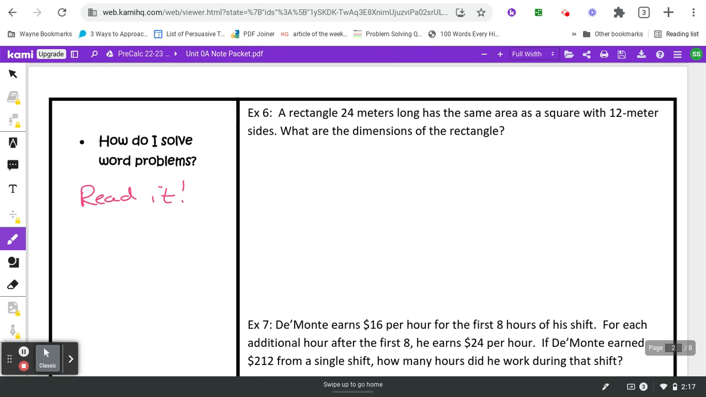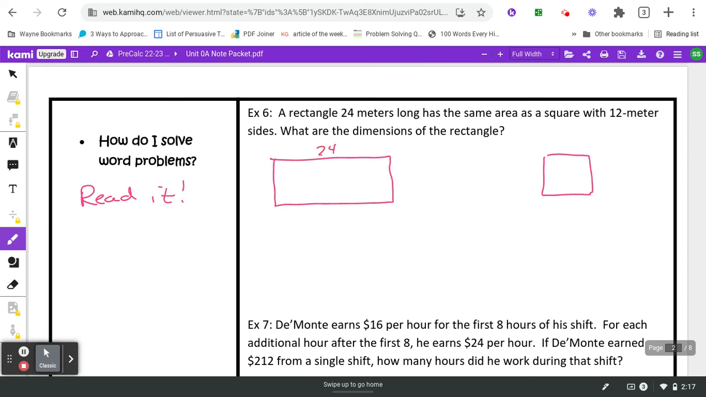Example 6, you have a rectangle 24 meters long, which has the same area as a square with 12-meter sides. What are the dimensions of the rectangle? So I'm going to start by just drawing a rectangle and drawing a square. Pictures often help. So especially if they've got something like shapes, go ahead and draw it out.